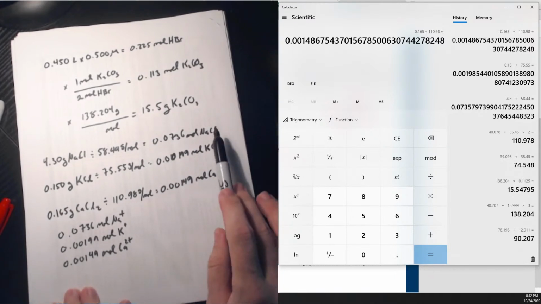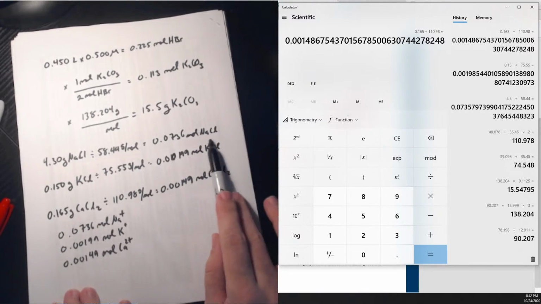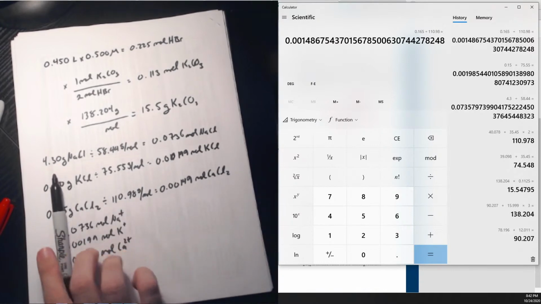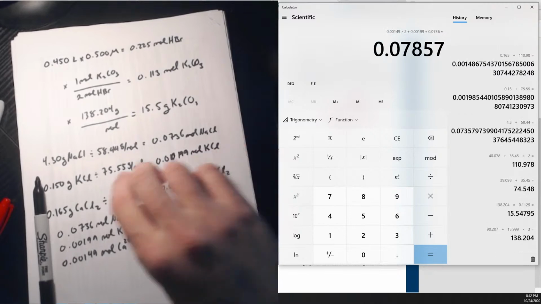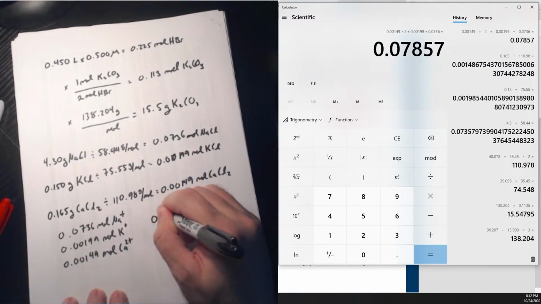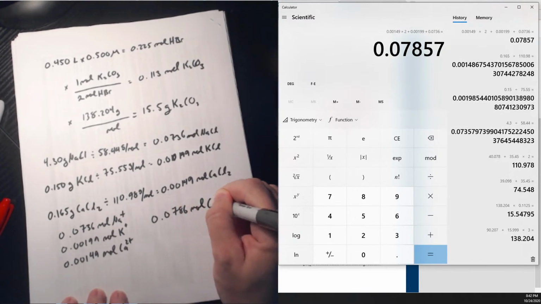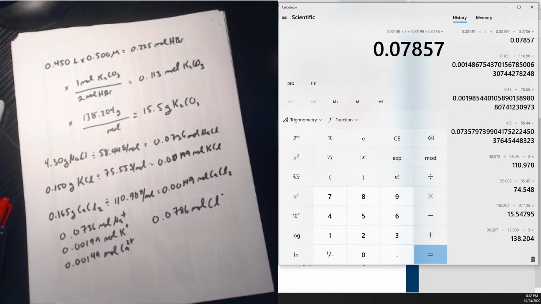Because when these dissolve in water, you get 1 chloride for every unit of NaCl, 1 chloride for every unit of KCl, and 2 chloride for every unit of CaCl2. So 0.00149 times 2 plus 0.00199 plus 0.0736. So we're going to get 0.0786 moles of chloride. All right, so that was 114.